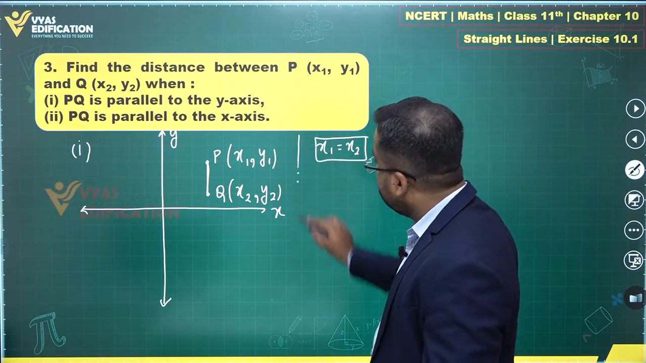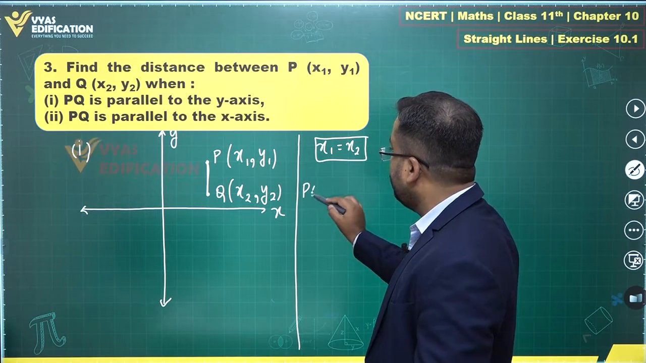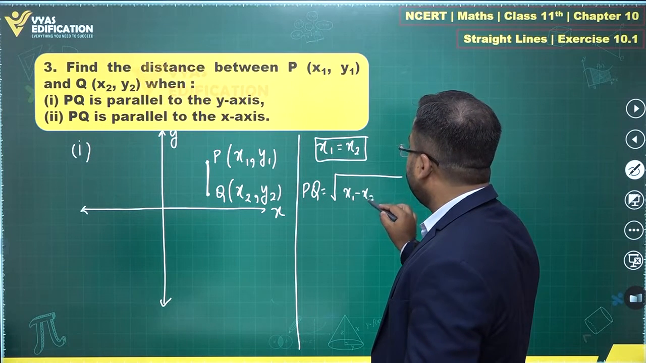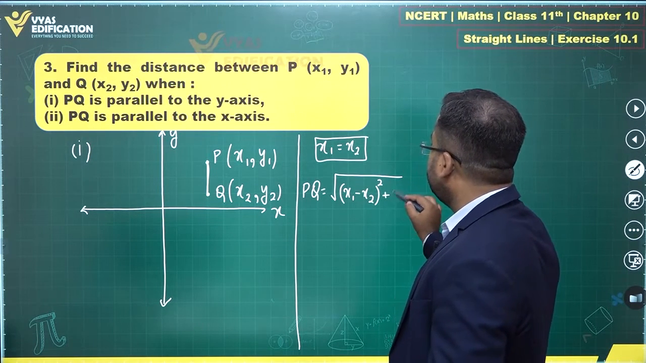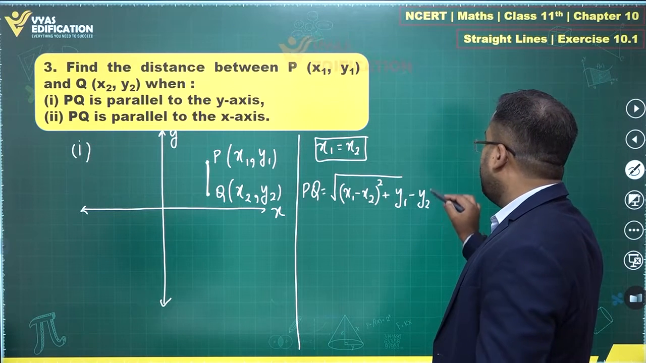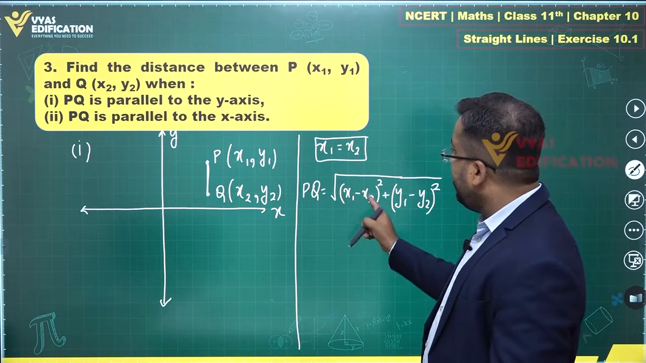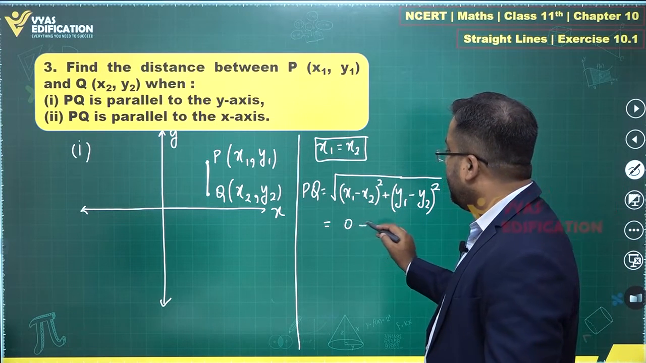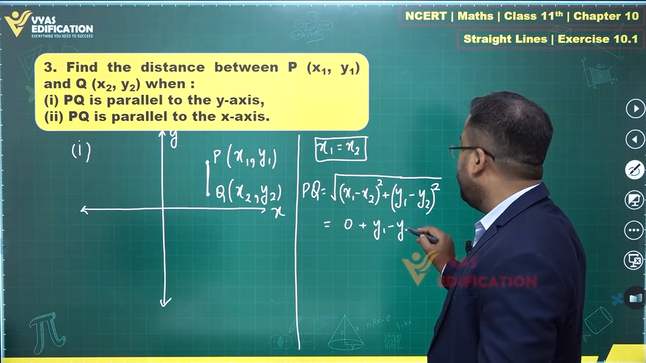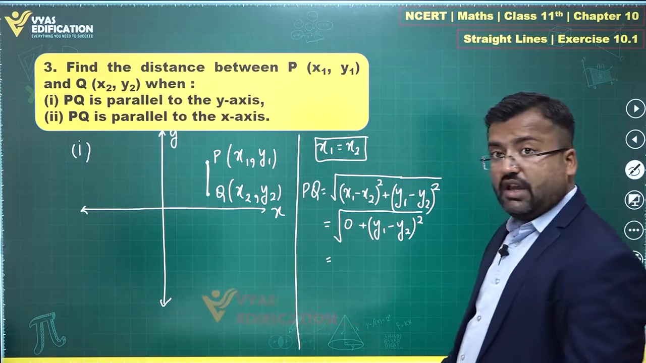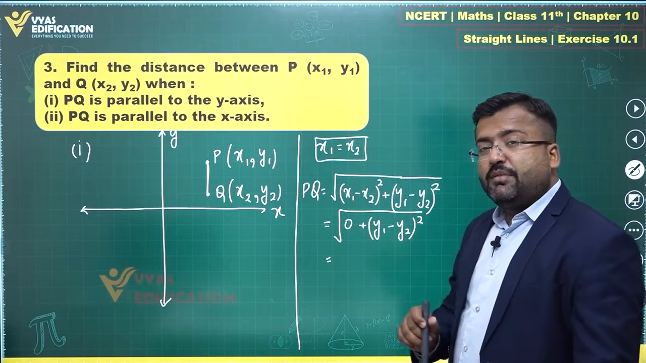If the x coordinate is the same, then the distance PQ, the length PQ, is equal to the square root of (x1 - x2) whole square plus (y1 - y2) whole square. We are simply applying the distance formula. x1 minus x2 will become 0, and this is (y1 - y2) whole square. We cannot comment anything about this, it remains as it is. Under root of (y1 - y2) whole square.